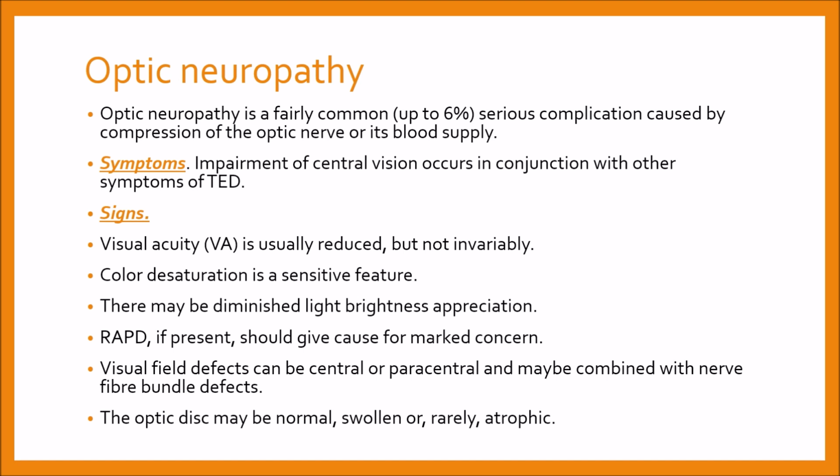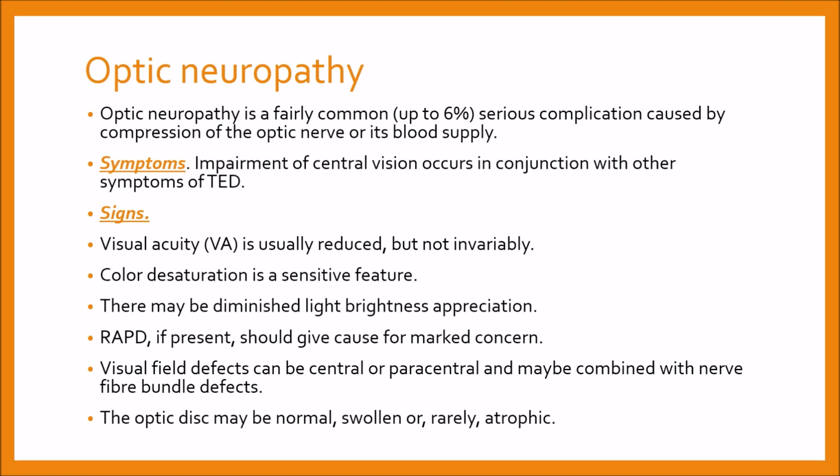Symptoms include impairment of central vision, which occurs in conjunction with other symptoms of thyroid eye disease. In order to detect early involvement, patients should be advised to monitor their own visual functions by alternately occluding each eye, reading small print, and assessing the intensity of colors, for example, on TV screening.